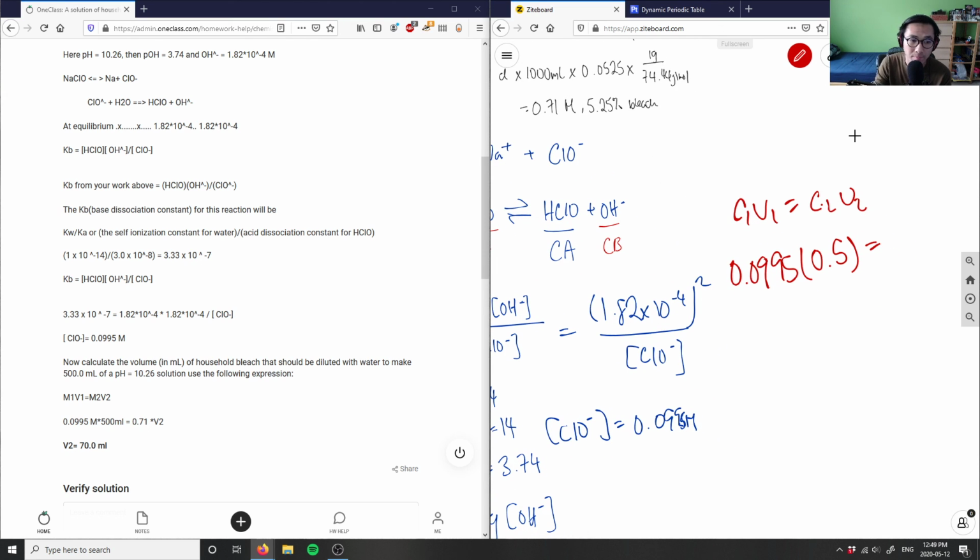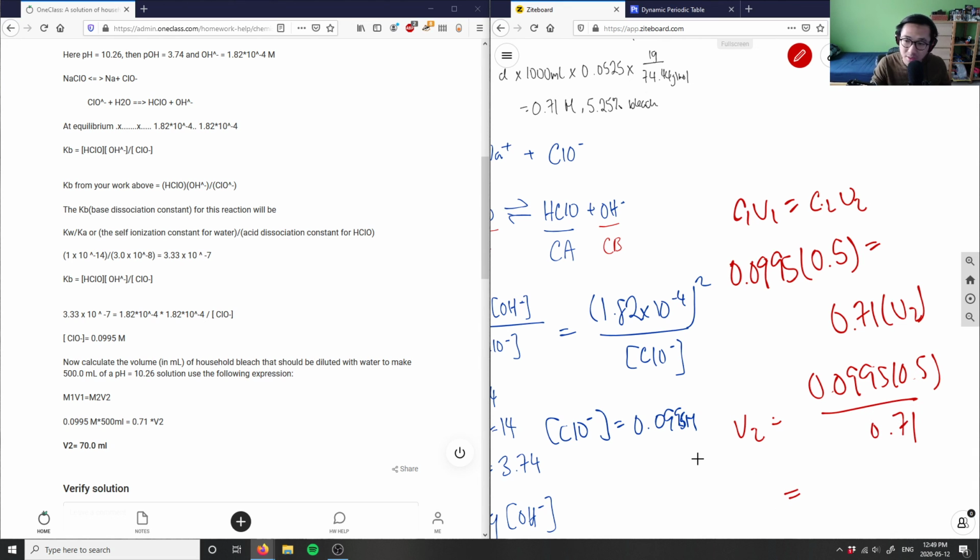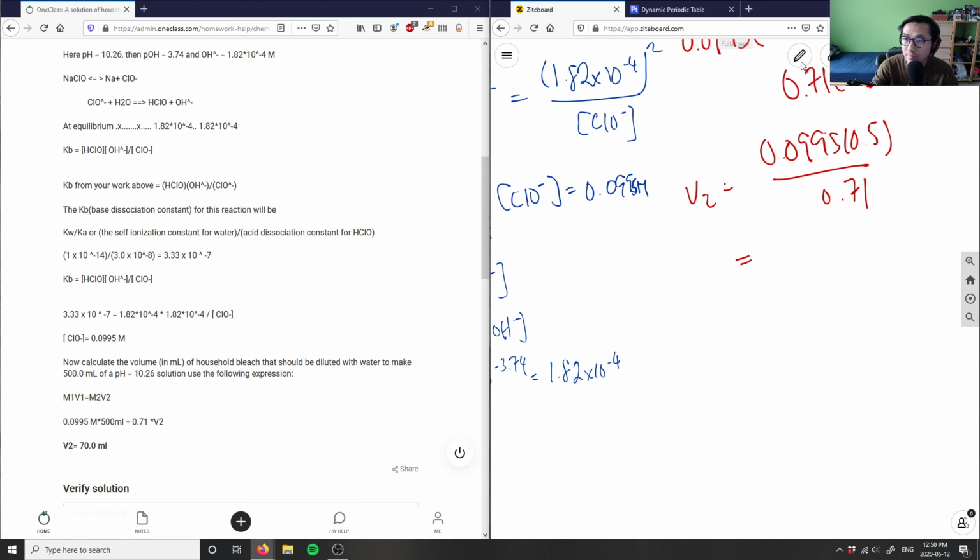So 0.71, and we're solving for our V2 because we were looking at the volume to create this solution. So the V2 is simply 0.0995 times 0.5 divided by 0.71. And this will give us a value of 0.070 for V2, and this is in liters.